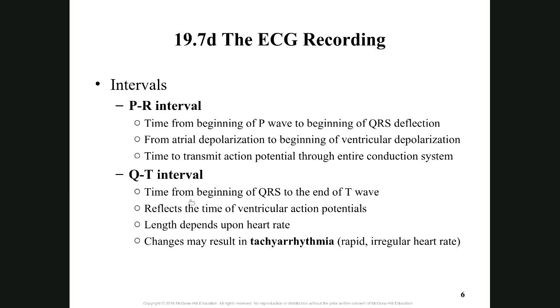It's the time from the beginning of our QRS complex to the end of T wave. It reflects the time of ventricular action potential, and its length depends upon our heart rate. And when we have changes in this length, it can cause tachyarrhythmia for us. Tachyarrhythmia means our heart can beat rapidly, and the beat is irregular. We don't have the same timing for our intervals.